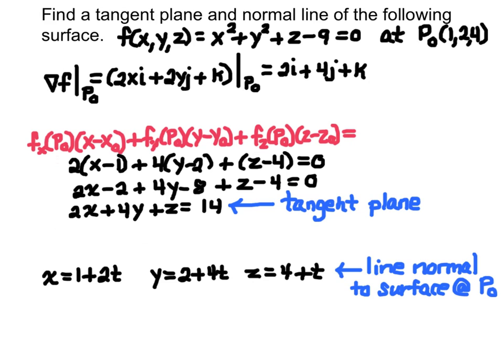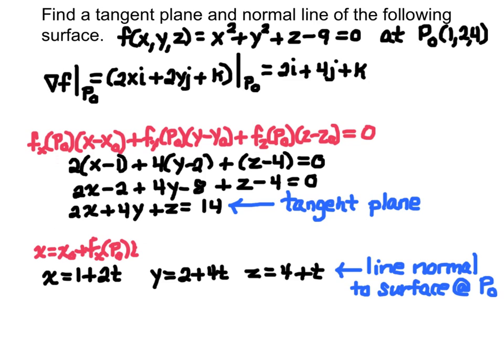So let's put equals 0. So that's our first formula for finding the tangent line, and then we have our formula for finding the line normal to the surface, which is x is equal to x naught plus the partial derivative of f with respect to x at P naught times t.